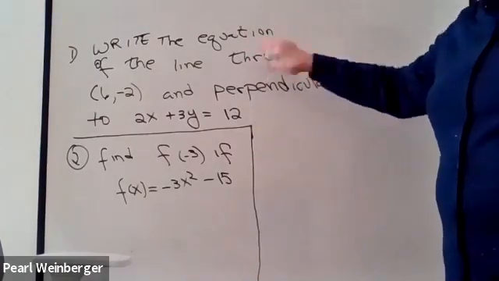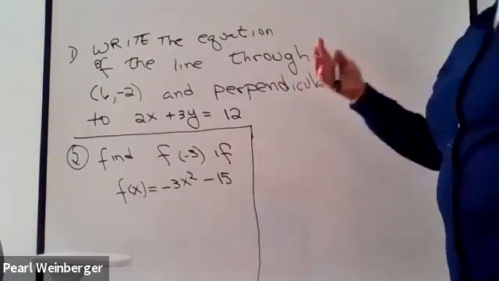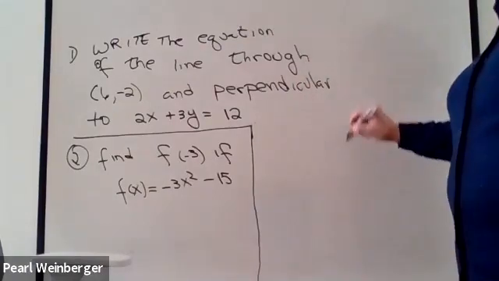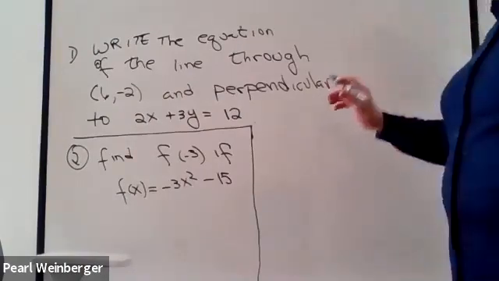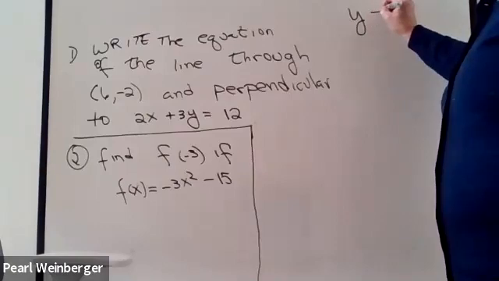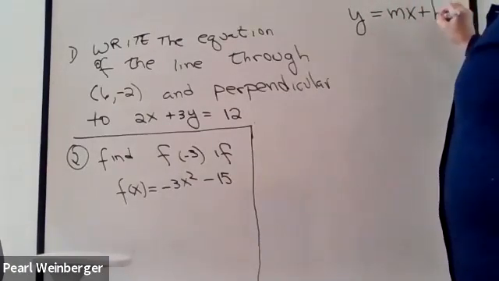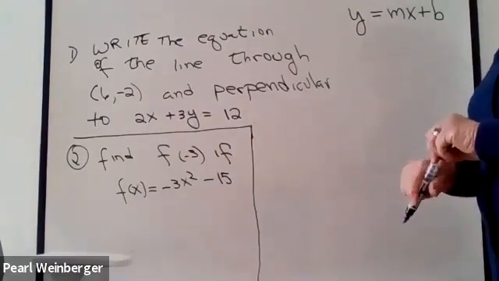Somehow, these types of questions of writing the equation of a line cause a lot of problems. So let's see if we can get it clear. We want to write something in the form y equals mx plus b. If we're asked to write the equation of a line, we want to put it in slope-intercept form.